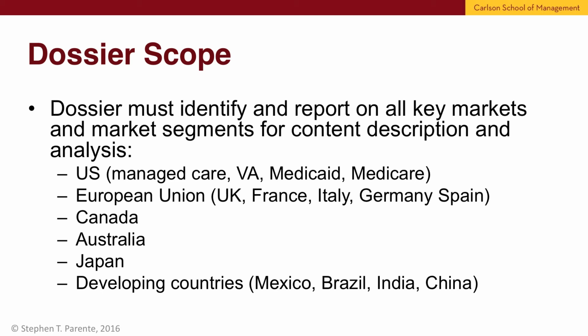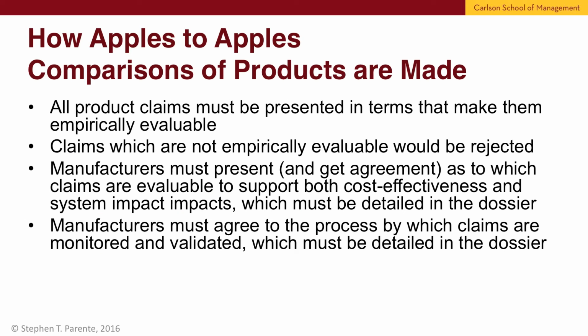So a dossier must also identify all the key markets and segments that we're going into. We mentioned a little bit before, when we think about the U.S. market, we have to think about managed care, which is really the private insurance market, the VA, Medicaid, and Medicare. The Affordable Care Act, I think, doesn't change any of this. The Affordable Care Act actually only operates on probably about 3% or 4% of this population in terms of the impact that's currently out there. The European Union, UK, France, Italy, Germany, Spain, Canada, Australia, Japan, as we mentioned before, and then any of the developing countries that will come into play here as well.